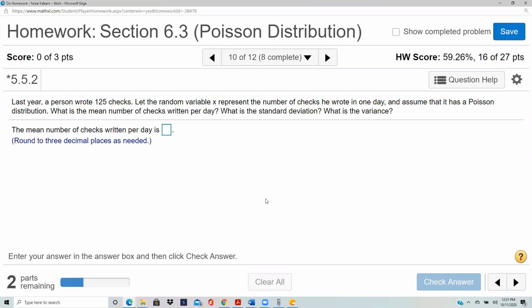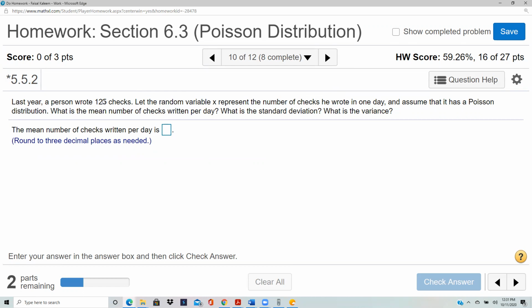Last year, a person wrote 125 checks. Let the random variable x represent the number of checks the person wrote in a day. So now you see that's the situation I have been talking about, that the average is given over a year. So over a year, the person wrote 125 checks, but the question is asked about a day. So you have to convert that yearly average to a daily average.